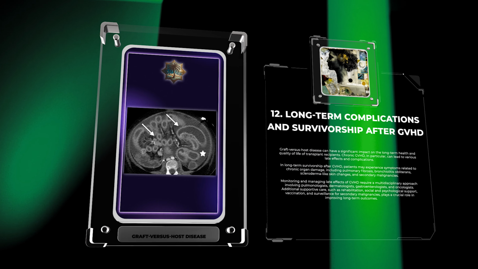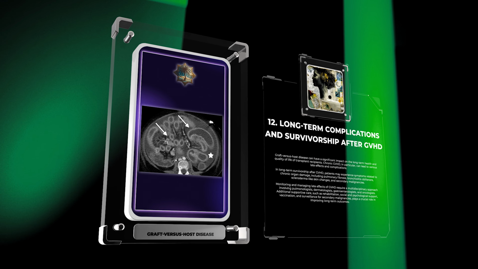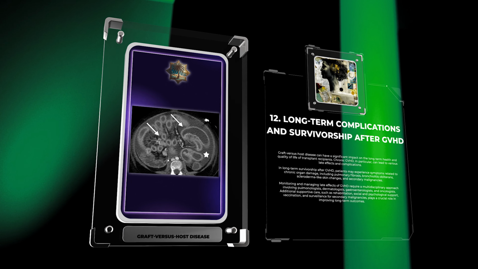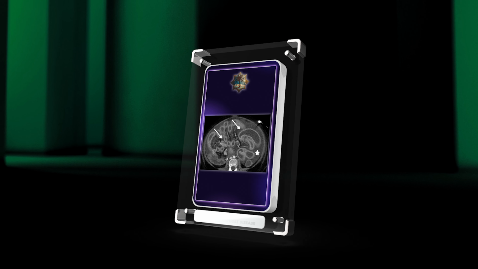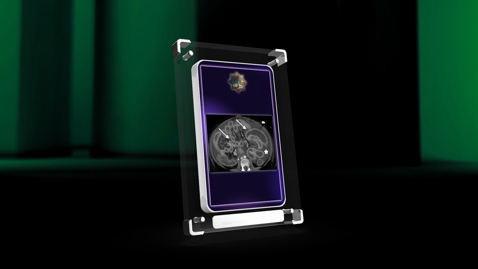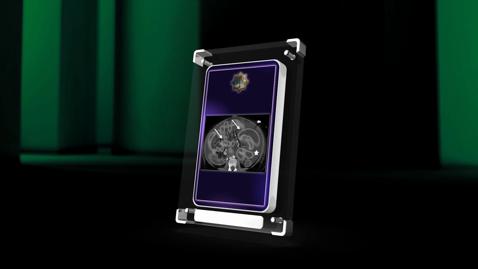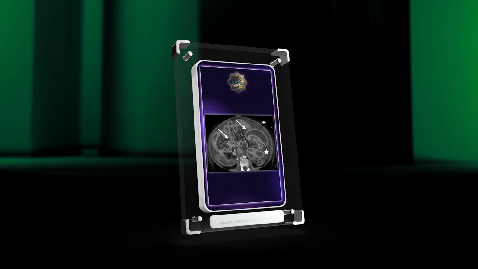Additional supportive care, such as rehabilitation, social and psychological support, vaccination, and surveillance for secondary malignancies, plays a crucial role in improving long-term outcomes. In conclusion, graft versus host disease is a complex condition stemming from the interaction between donor and recipient immune systems. Understanding its causes, symptoms, and treatment is crucial for healthcare professionals involved in transplant care.